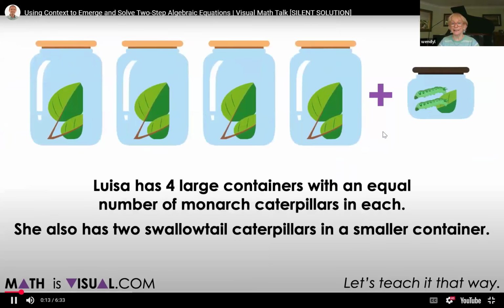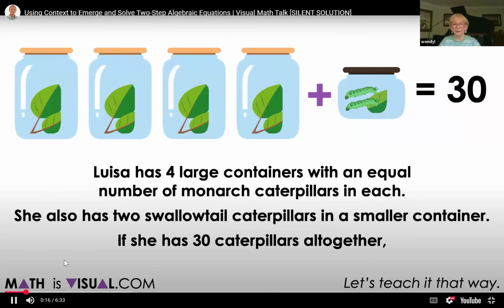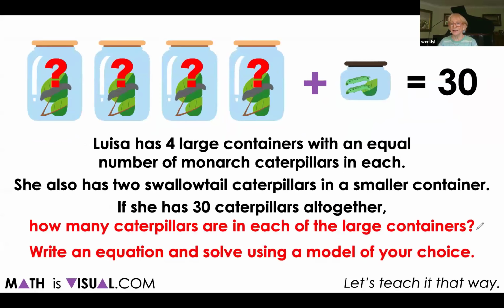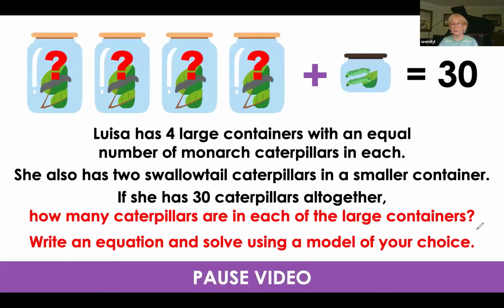Louisa has 4 containers with an equal number of monarch caterpillars in each one. Somebody has 2 swallowtail caterpillars. Then I would pause that so the children can digest it and have a discussion.